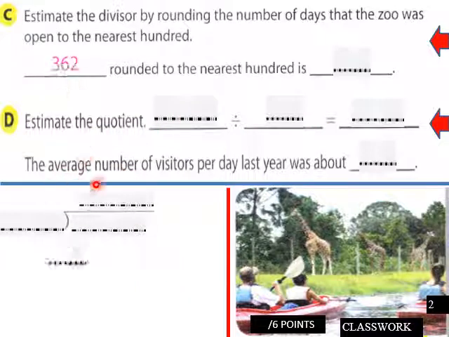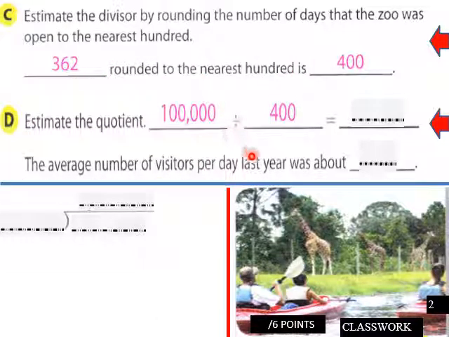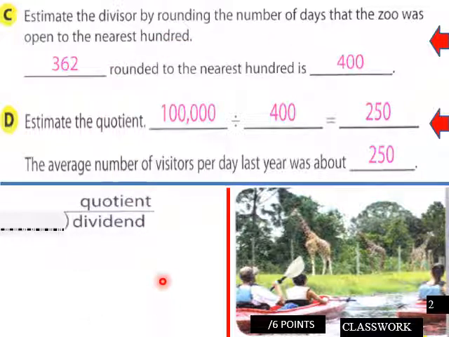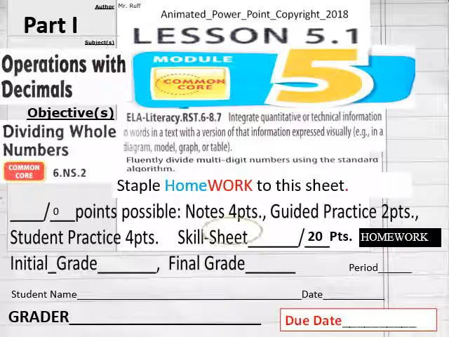Estimate the quotient. So again, we have 362 rounded to the nearest 100 to be 400. We're going to round up here to the nearest 100 to be 400. Then estimate your quotient. We have 100,000 divided by 400 equals what? 250. So this is a ballpark estimate. The average number of visitors per day last year was about 250. That would be the way that you would estimate a quotient, by using estimations of your dividend and divisor. You come up with an estimated quotient here.